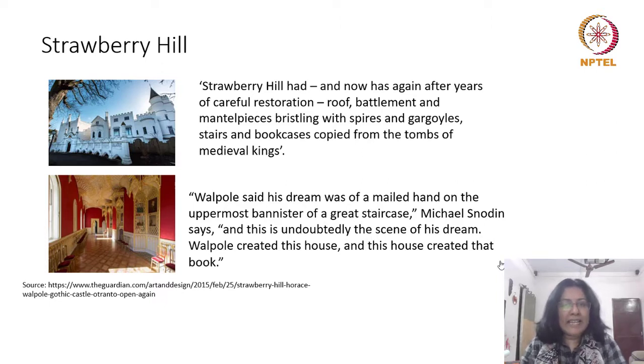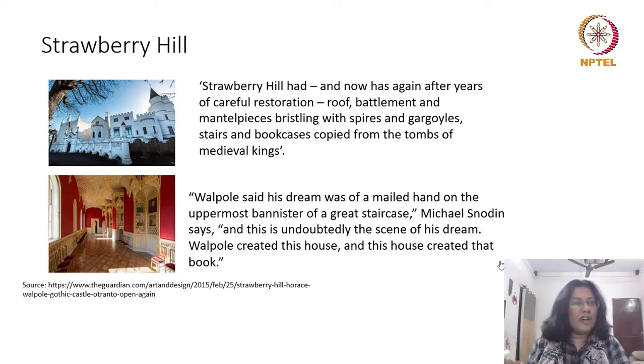So Strawberry Hill had and now has again, after years of careful restoration, roof, battlement, mantelpieces bristling with spires and gargoyles, those scary structures, the statues of creatures that scare us, stairs and bookcases copied from the tombs of medieval kings. So he was trying to revive the medieval in his mansion, in his residence. And he uses this to prompt the writing of The Castle of Otranto.